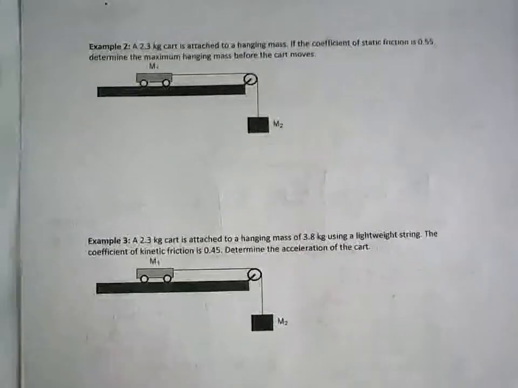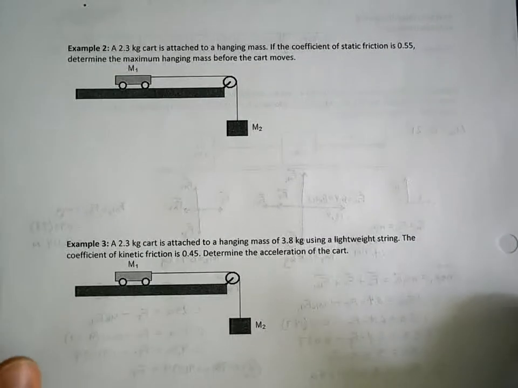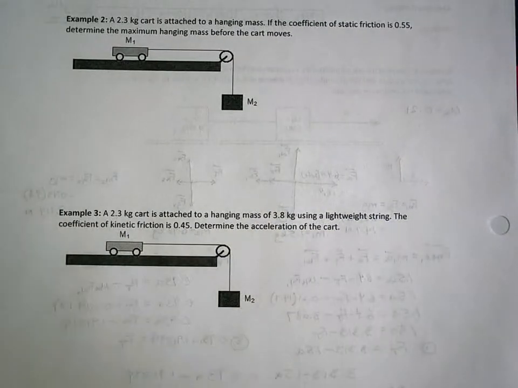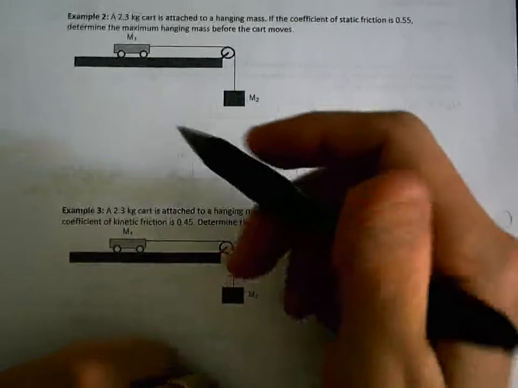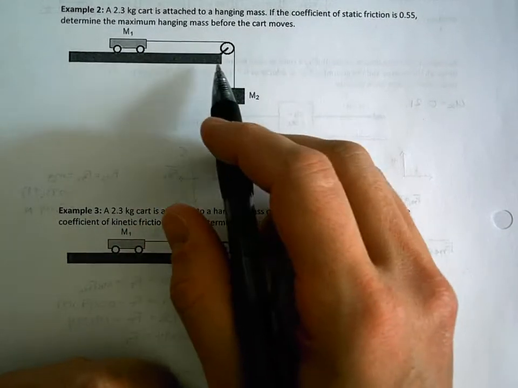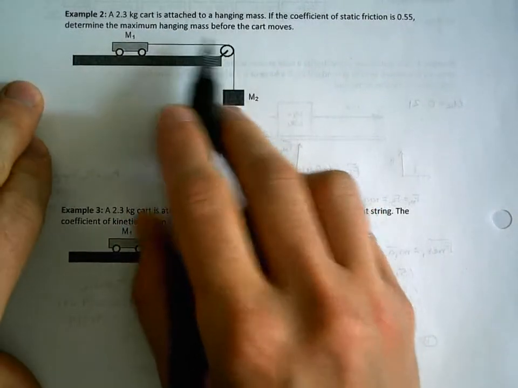Okay, let's turn the page and let's look at the second type of problems you can have, which are problems that involve pulleys. And again, this is very similar to the end of chapter 3. We're going to make a free body diagram for each cart, or each object, and then we're going to be able to solve a system. So a 2.3 kilogram cart is attached to a hanging mass.